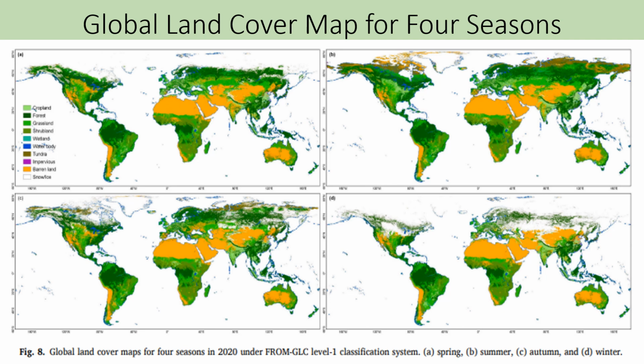Here's a global land cover map for 4 seasons. It's pretty clear to tell the differences between these 4 images, and you can certainly see where winter picks up and spring and fall begin. Very well. Let you look at that for a second.